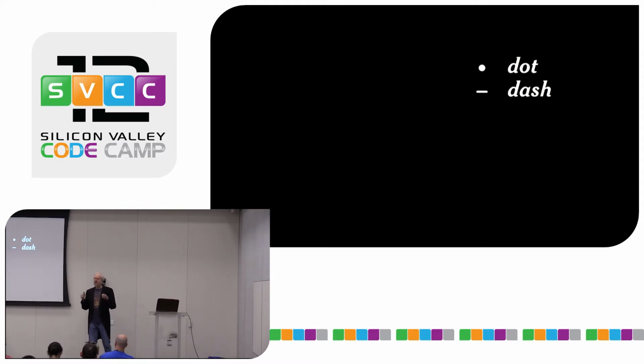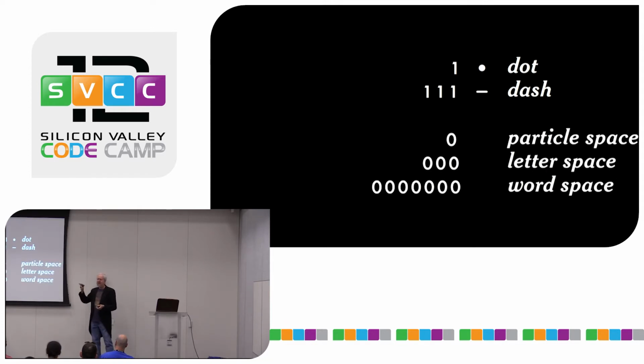Each of the symbols in the language was represented by a series of dots, or a series of particles. Some of the particles were dots and some of them were dashes. And the difference was their length. So a dot was made up of a 1-bit and a dash was made up of 3 1-bits. And between the dots and dashes would be 0 bits. Depending on the number of 0 bits, that would determine if it was a particle space separating a dot from a dash, for example, or a letter space, or a word space.